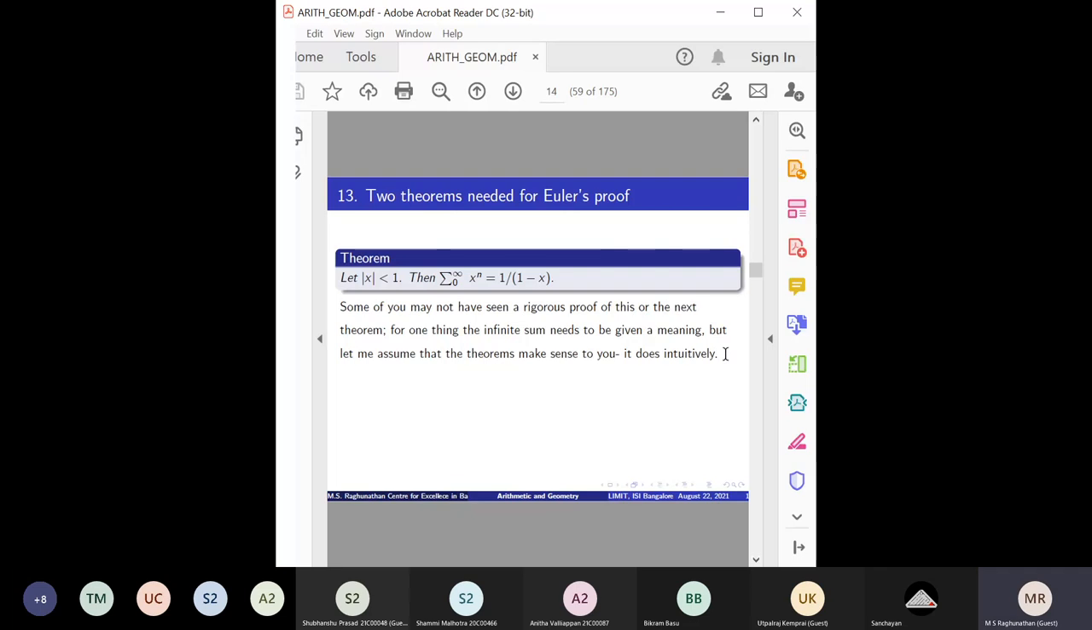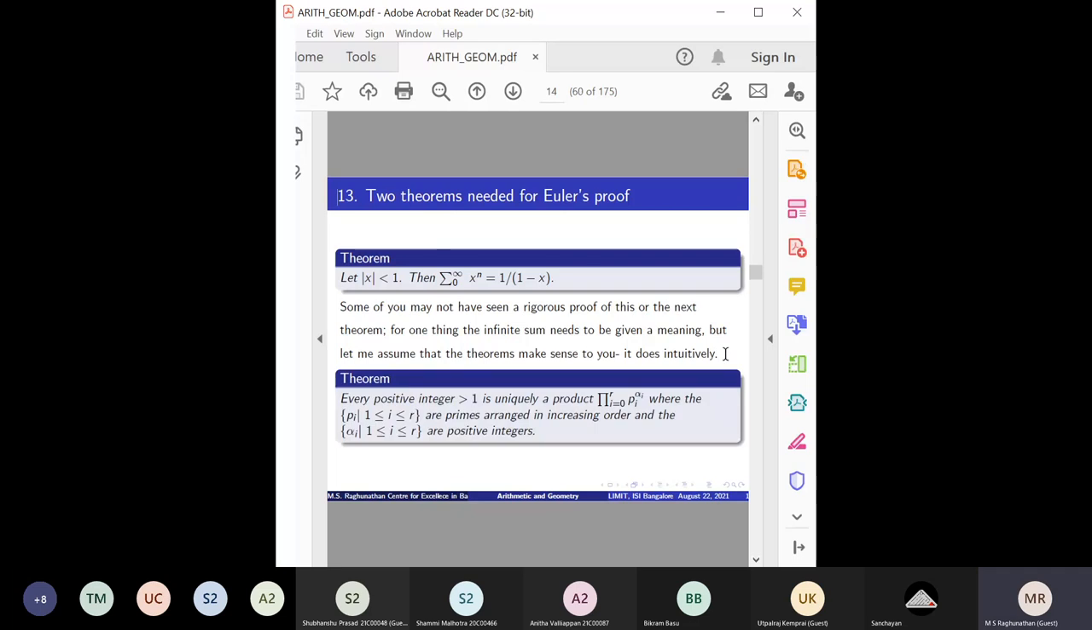The next theorem again is something you may be familiar with, but not seen a rigorous proof. Every positive integer N greater than 1 is uniquely a product of powers of primes, p_i to the power alpha_i, i equal to 1 to r, arranged in increasing order, where the alpha_i are positive integers. So it can be written as p_1^alpha_1 times p_2^alpha_2 up to p_r^alpha_r, where the primes are uniquely determined once you put them in increasing order. And the powers alpha_i, the index to which you are raising p_i, are also uniquely determined by the number N. Any positive integer is such a product. This is called unique factorization, and you have certainly come across that.